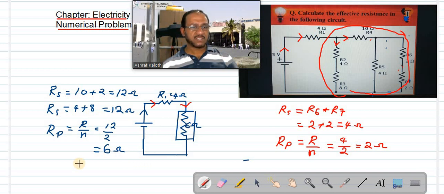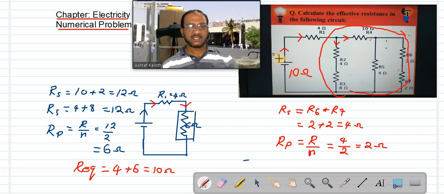So they are in series. Series means the final equivalent resistance of this combination is equal to, since these two are in series, 4 plus 6, which is equal to 10 ohm. So the final answer is that the total resistance of this combination is 10 ohm.